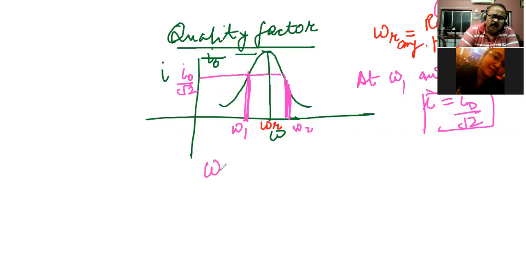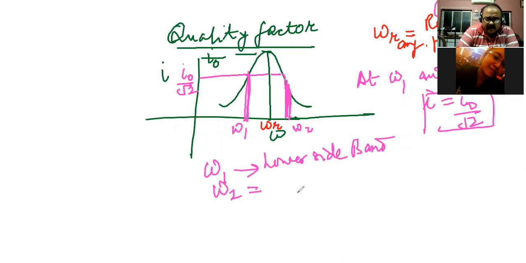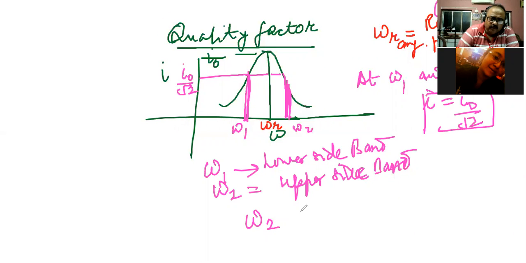Now this omega 1 is called the lower sideband, and this omega 2 is called the upper sideband. And the difference between these is called the bandwidth. So we can say the difference between the upper sideband and lower sideband, that is omega 2 minus omega 1, we call it bandwidth. This is very, very important.